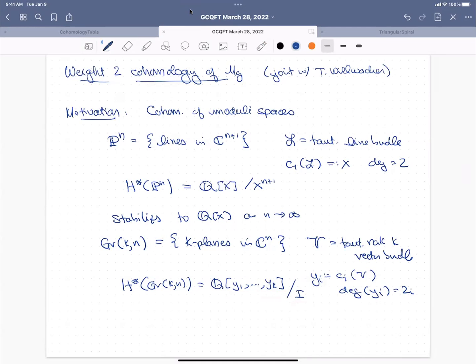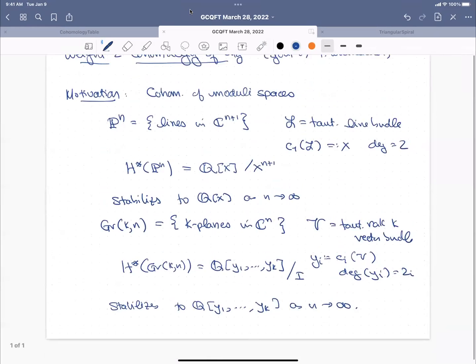And again, this is now going to stabilize. So if we fix k and let n go to infinity, this stabilizes to Q adjoin y_1 through y_k as n goes to infinity. So I haven't explained to you in detail what the relations are, but the relations go away in the sense that they live in higher and higher degrees as n goes to infinity.